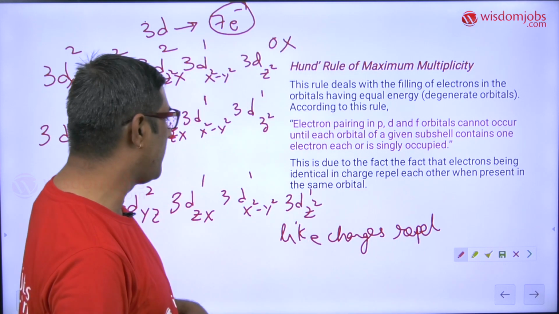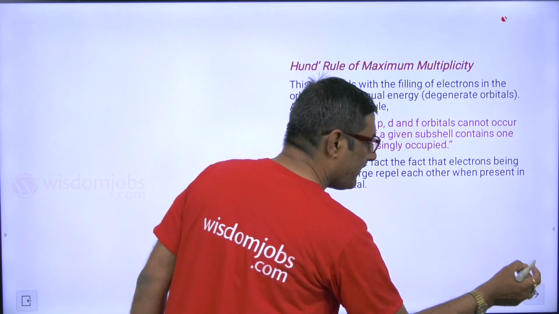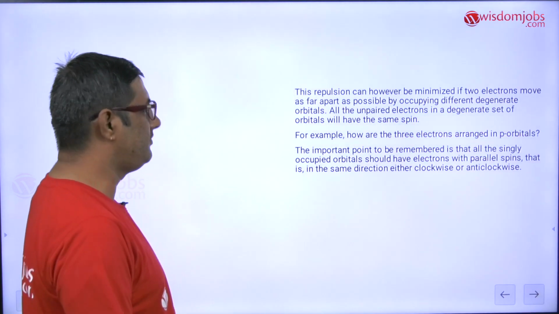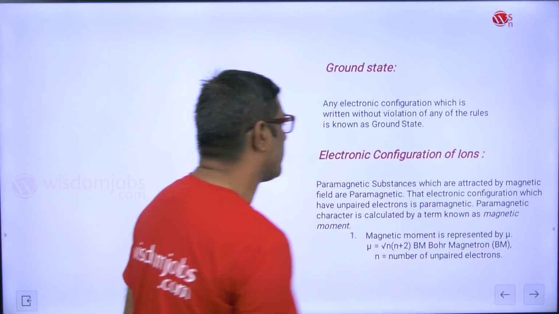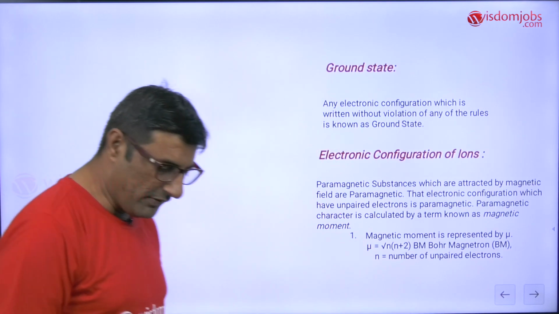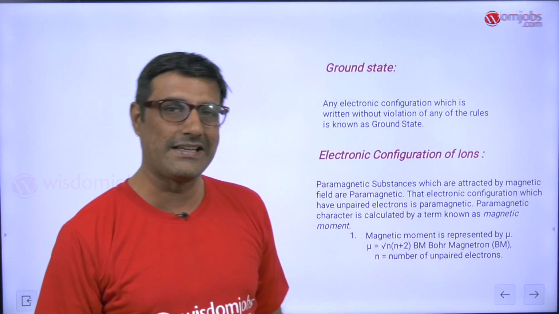Okay, in this way I can apply Hund's rule. Next, let me explain the electronic configuration in terms of ions. Now, before going to ions, I should explain what is ground state and what is excited state.